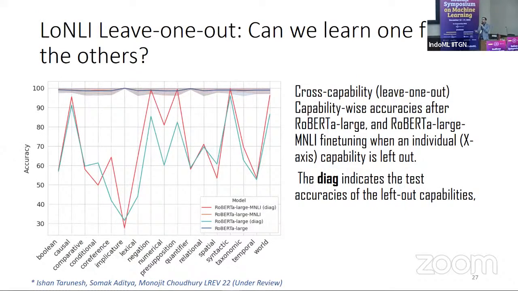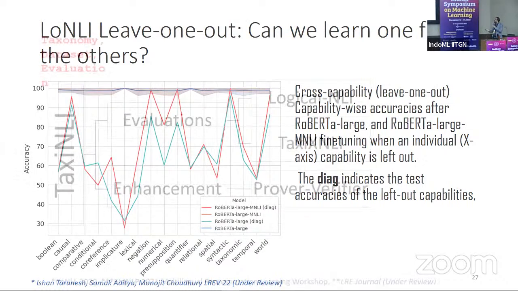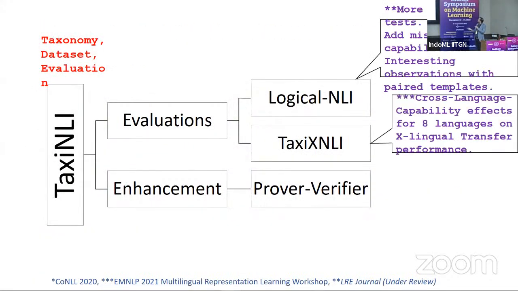Similarly, we also tried to understand whether you can learn a category from the other categories, right? For example, we used this leave-one-out experiment where we trained on other categories, left the Boolean out, and saw whether the model can pick up the Boolean reasoning from other reasoning categories. We saw even here, the model is lacking on many of the categories. You see Boolean, spatial, syntactic, taxonomic, temporal, and all these categories, the model is still lacking. Based on that, let me just skip this slide.